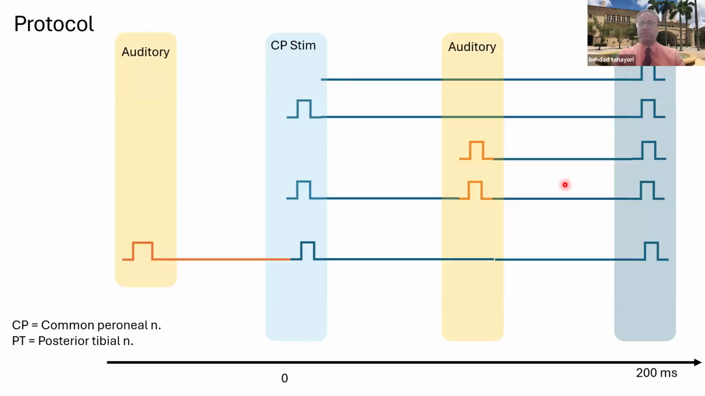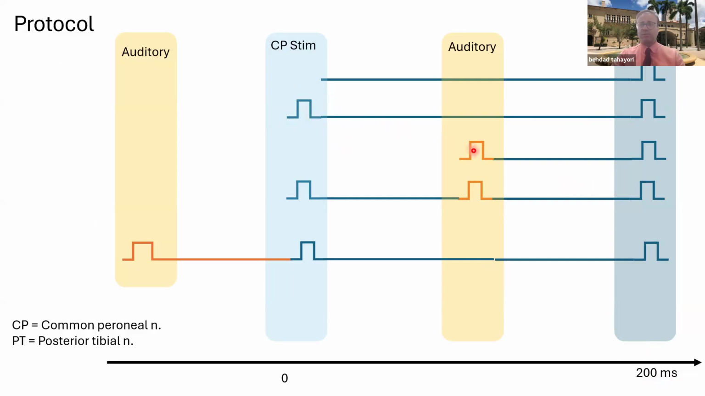To do that, we designed 5 protocols that were conducted on each of the subjects. First, H-reflex, that serves as the control H-reflex. Then H-reflex being conditioned by a common peroneal nerve stimulation at long intervals, at about 200 millisecond interval. This causes a long latency depression called D2.